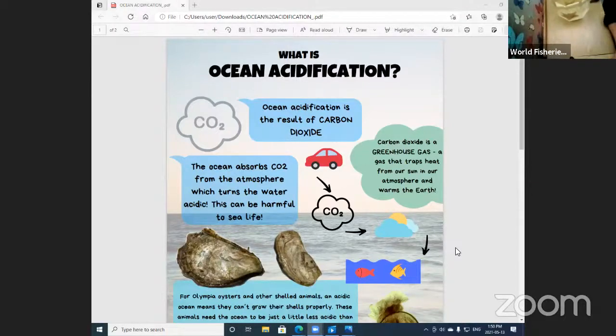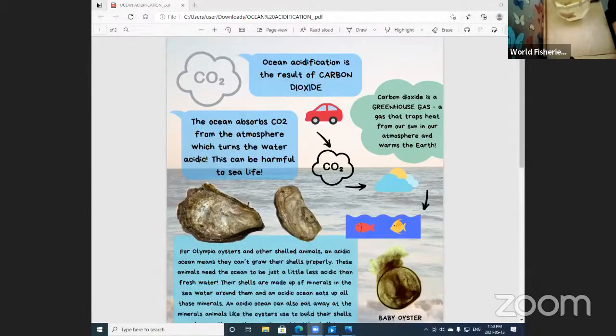Ocean acidification is when carbon dioxide from cars or any fossil fuels that have been burning is absorbed into the ocean, and it creates a chemical reaction with the seawater, and as a result, it makes the seawater more acidic. A solution that is acidic means that it is corrosive. Does anybody know what the word corrosive means?